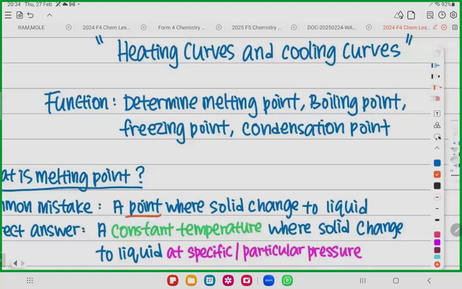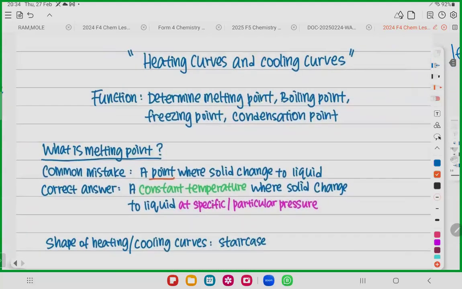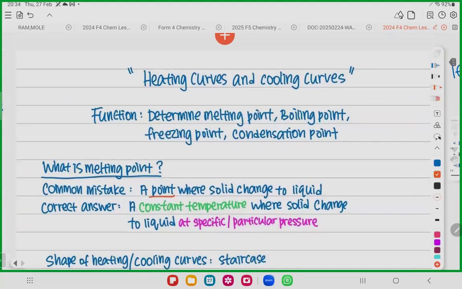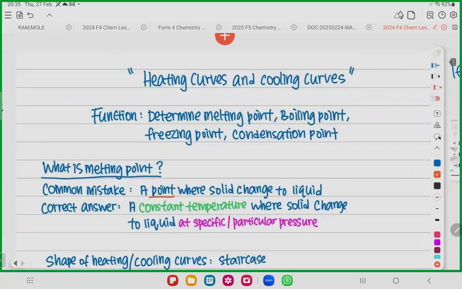So guys, let me know in the chat box, are you okay? What is melting point by now? Are you guys okay? What is the definition? What is the meaning of melting point by now?